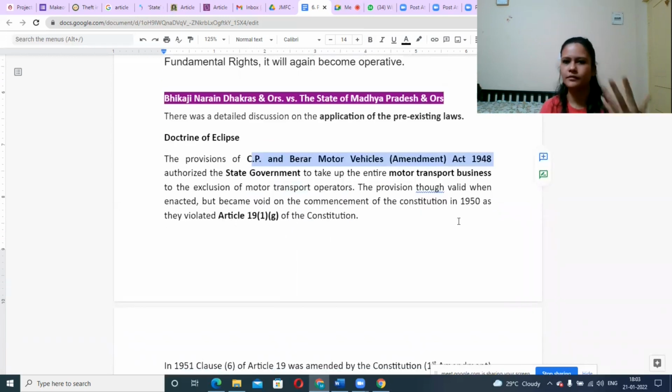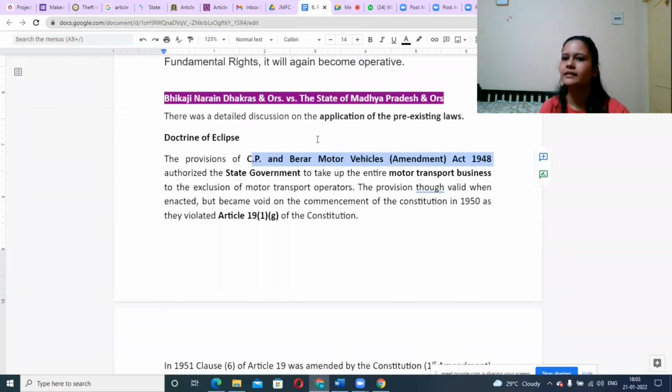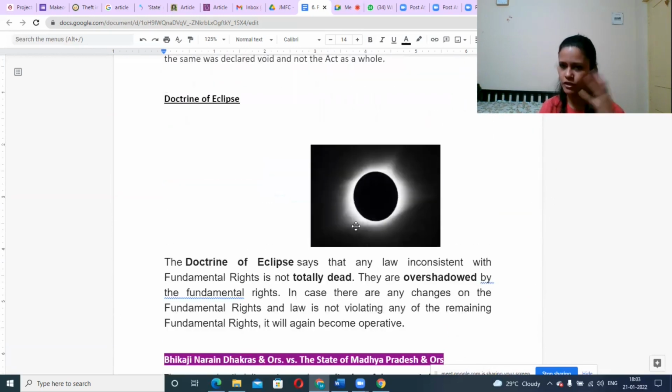And the court applied this concept of judicial review, right? They reviewed the legislation, they revisited the legislation. And they said that, yes, this certain provision, which gives exclusive authority to the state and does not allow motor transport operators to get involved in the business, violates their right. So this certain provision would be considered as unconstitutional. All right. So what happened is that the certain section which was violating was overshadowed by part 3 of the Constitution, Article 19(1)(g). And the section of the CP Berar Motor Vehicles Act was not applied.